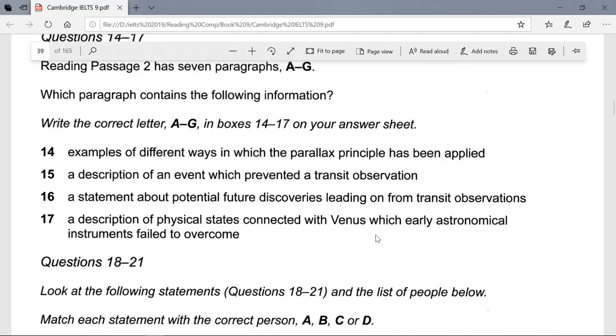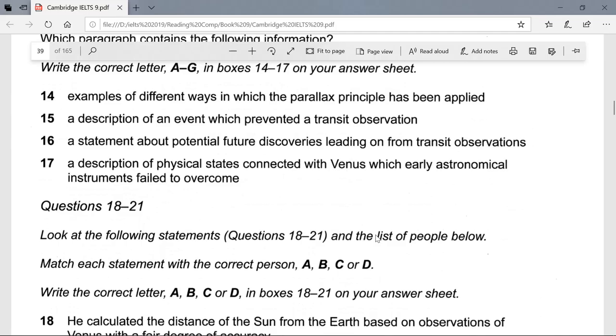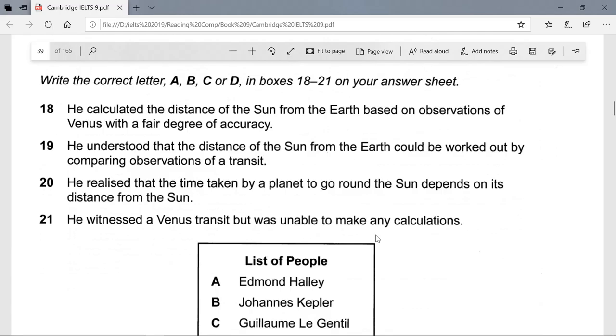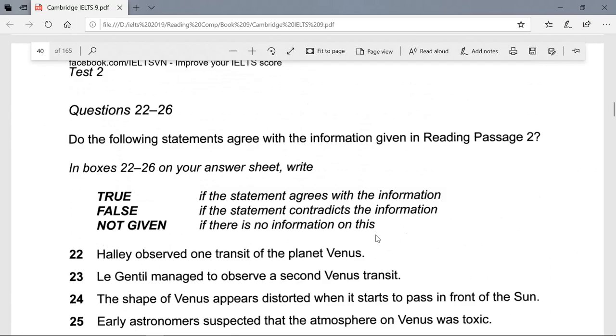Examples of different ways in which the parallax principle has been applied. Okay, so some parallax principle is there and it is applied. So I can see that the questions are related to some statements, and they're asking in which paragraph that statement would appear. So these first four questions are like that. And then the next four questions are related to some scientists, these four names are given, and I have to find who said what. So the second four questions are who said what.